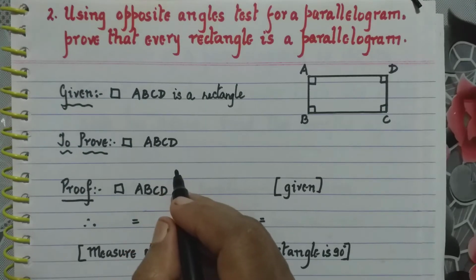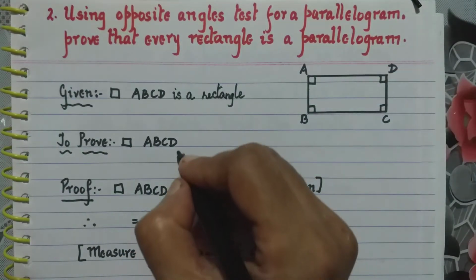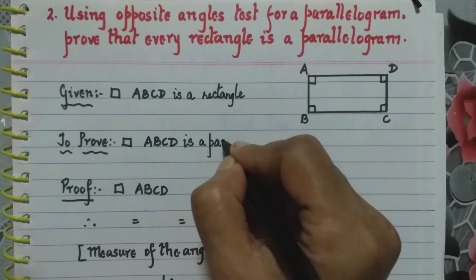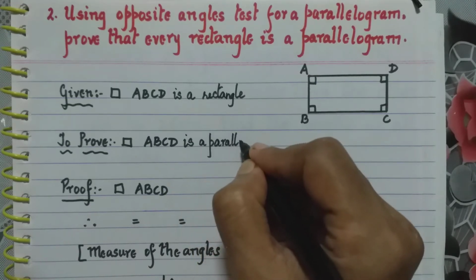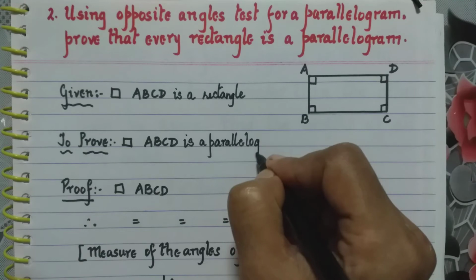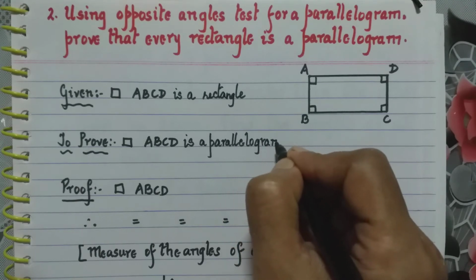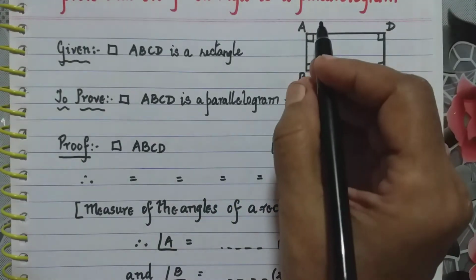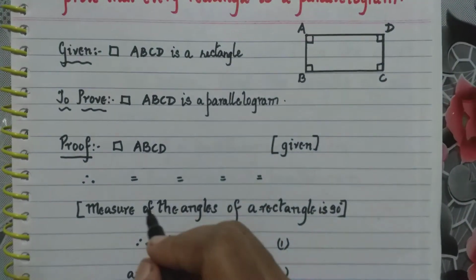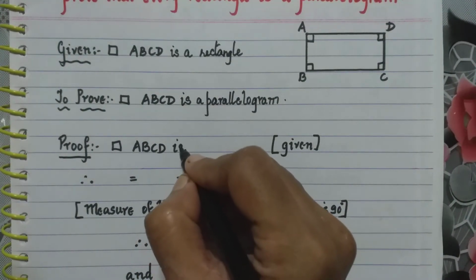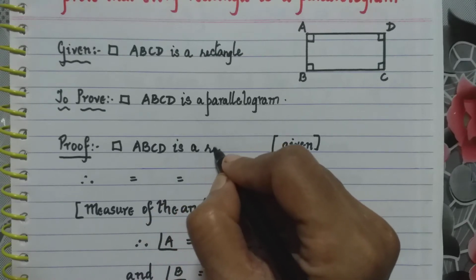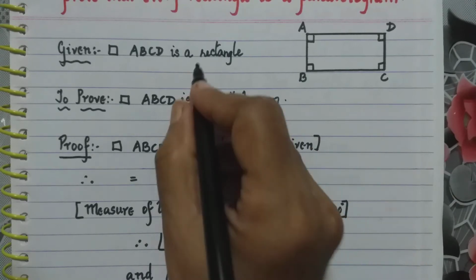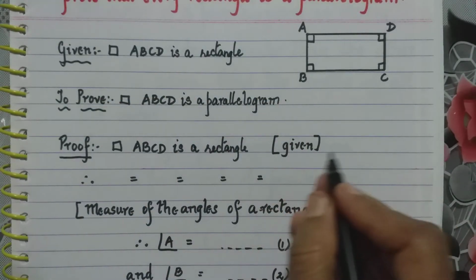What are we to prove? That this quadrilateral ABCD is a parallelogram. Now we start with the proof. We have here quadrilateral ABCD is a rectangle. How do we know it is a rectangle? Because it was given. So we write here given.